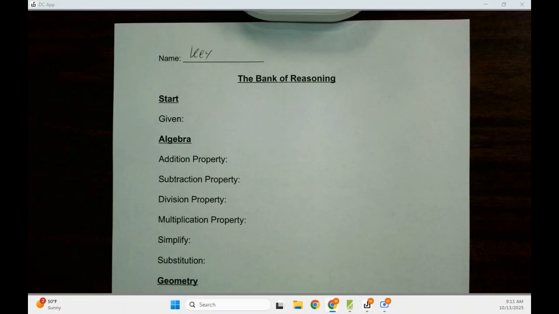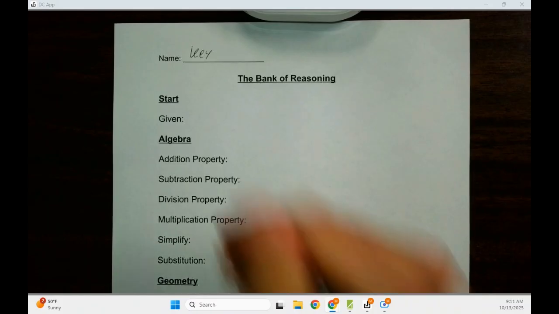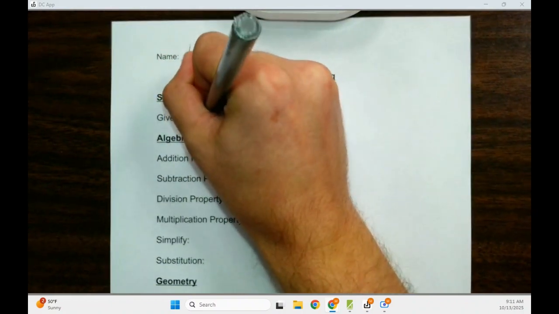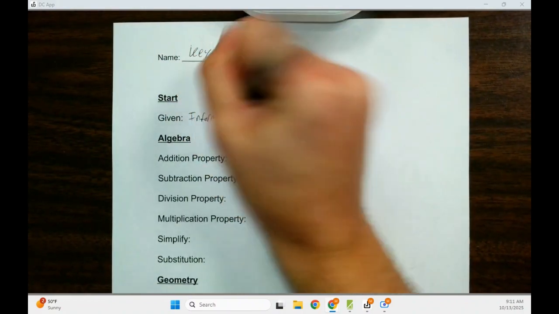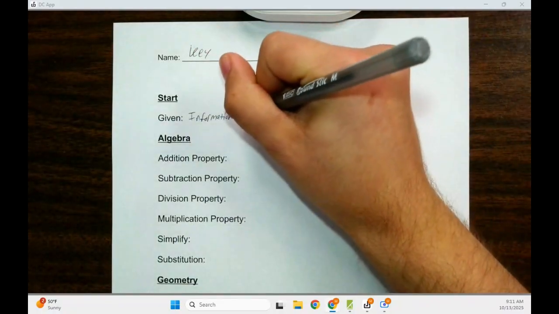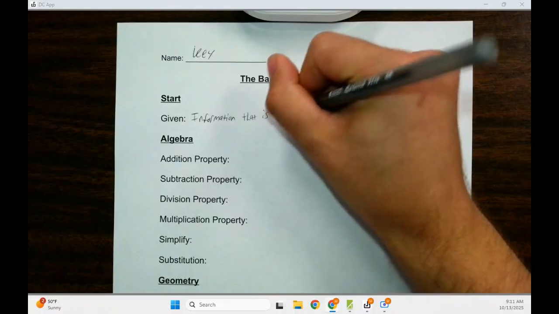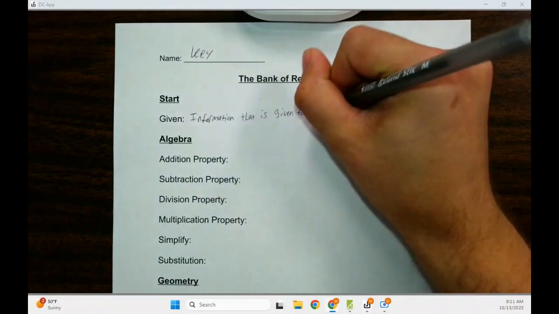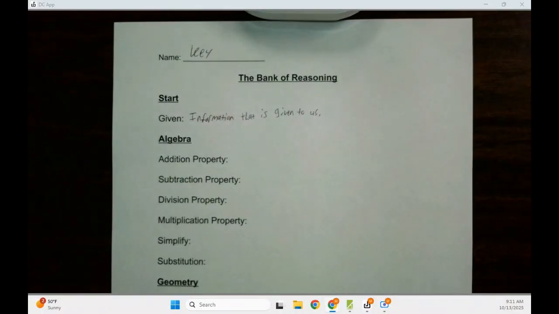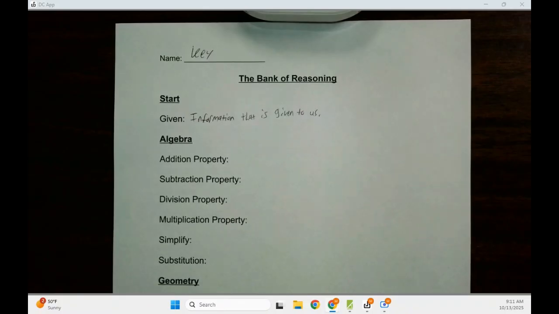Other ways to word that, you guys think? What are your ideas? Yeah, this one's kind of clear cut, right? It's information that is given to us. It even says it at the beginning. So that's our start. That's always our first domino that we have to put in our sequence.